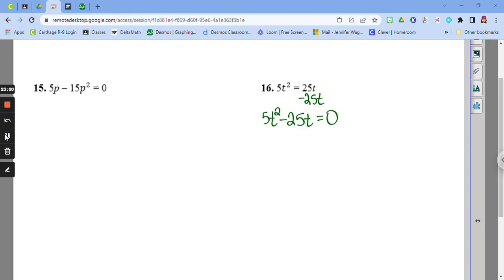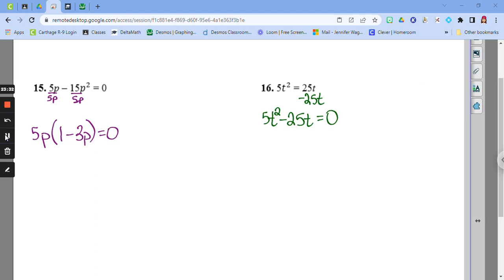On 15, I can divide both of those by 5. And what else? Variable-wise. P. Okay, so looking at that, 5p divided by 5p is 1 minus 15p squared divided by 5p is 3p.